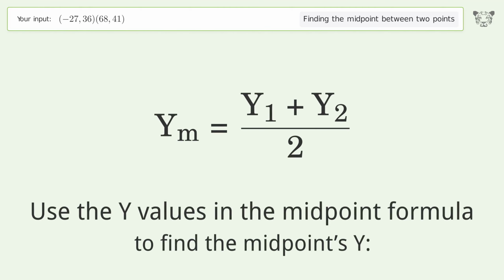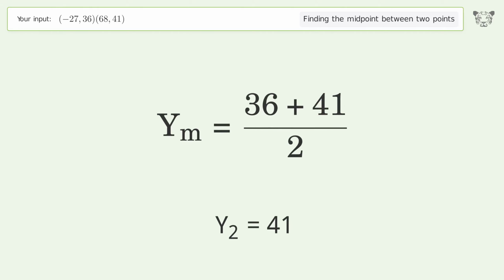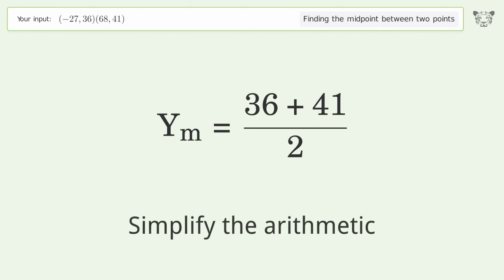Use the y values in the midpoint formula to find the midpoints y. y1 equals 36. y2 equals 41. Simplify the arithmetic.